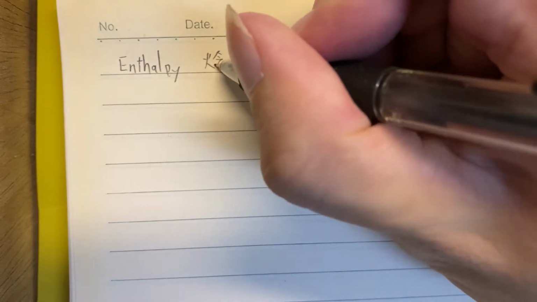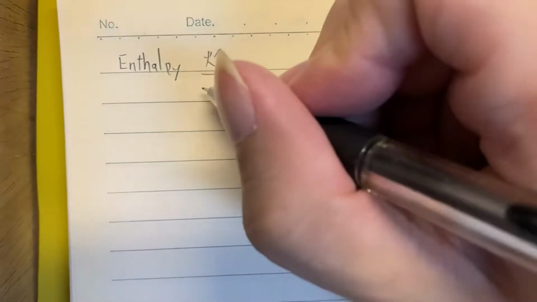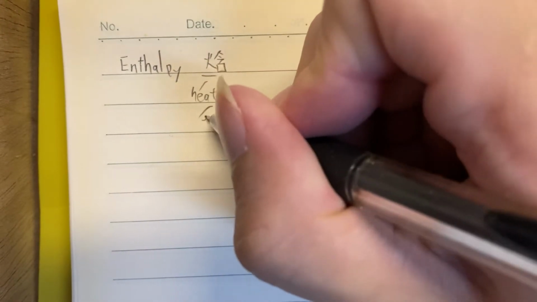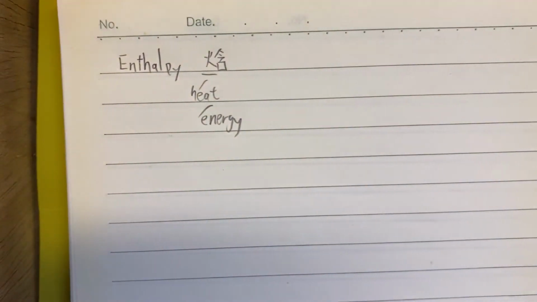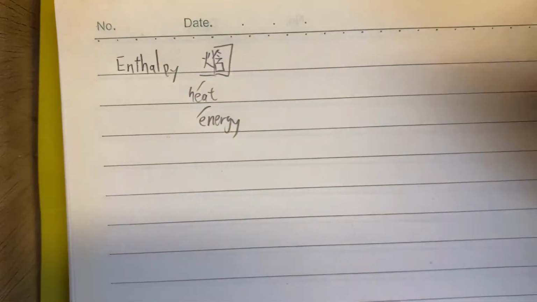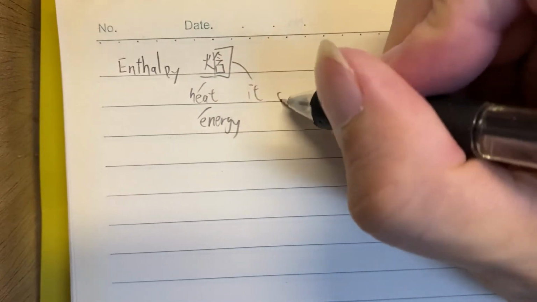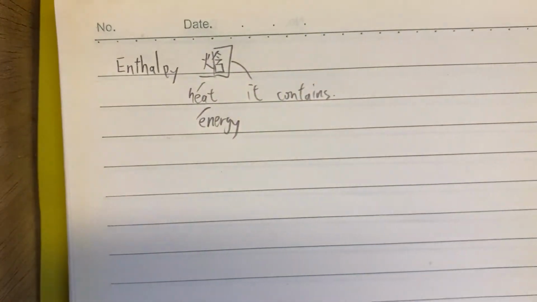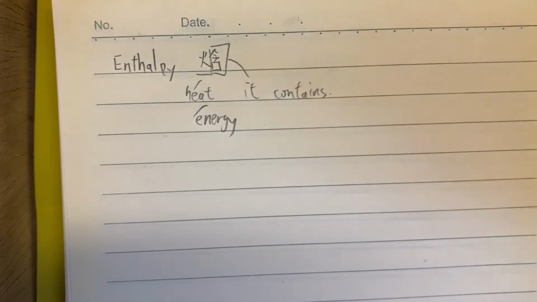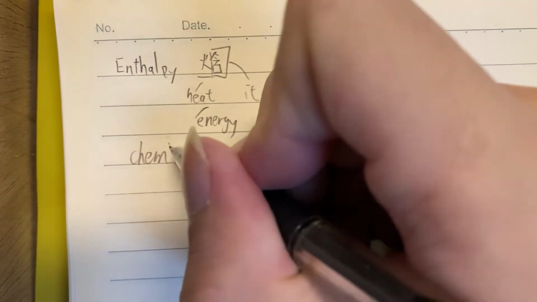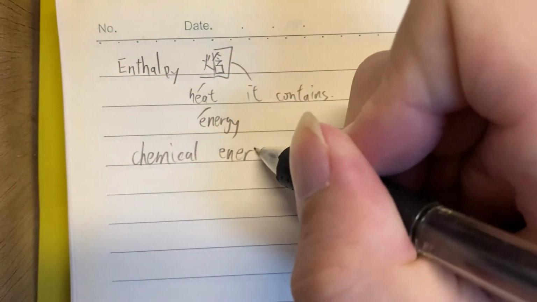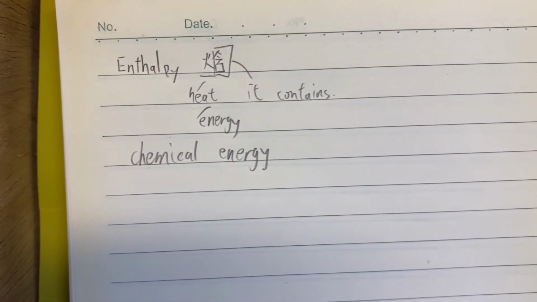So in this video, I will introduce the meaning of enthalpy. And enthalpy in Chinese looks like this Chinese character. For the left hand side, it means the heat, or the energy content. Then what is meant by the right hand side? It means that it contains. So in other words, the meaning of enthalpy is actually equal to the chemical energy stored in a system.